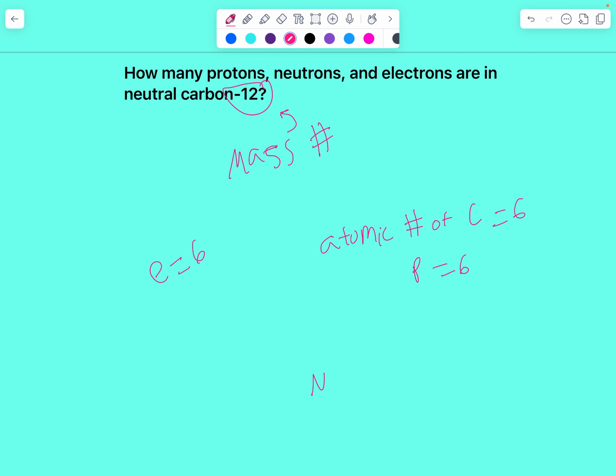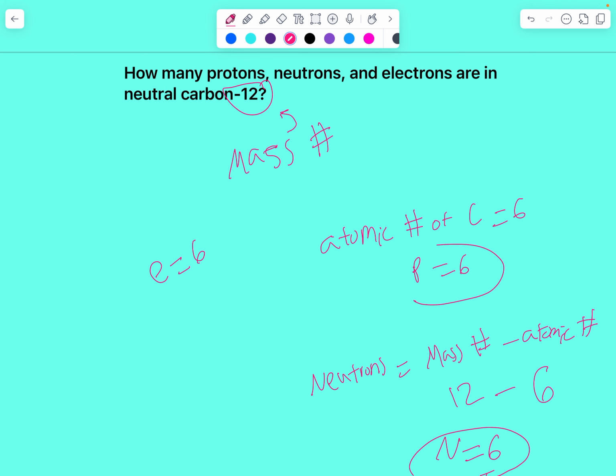Now, neutrons has a formula, as I just mentioned, that is mass number minus atomic number. So the mass number of 12 minus the atomic number of 6. This is stuff you'll see on your periodic table. Then that would mean neutrons is 6. So we got neutrons is 6, protons is 6, electrons is 6. Nothing fancy yet. This sets the baseline.